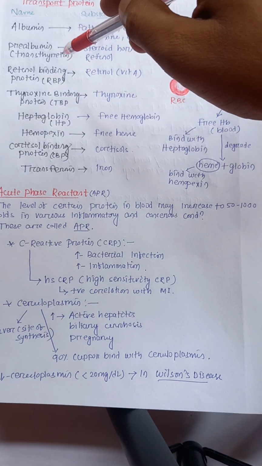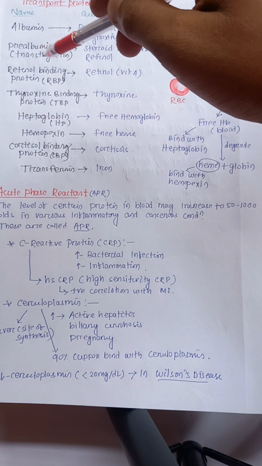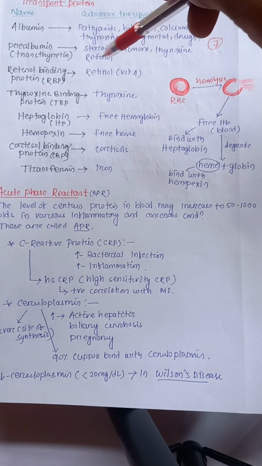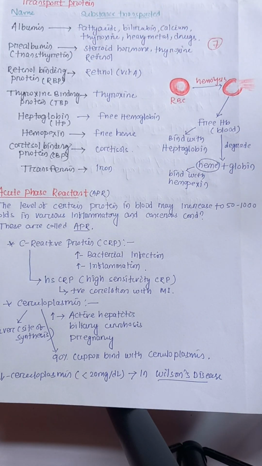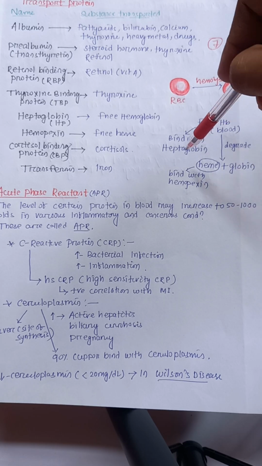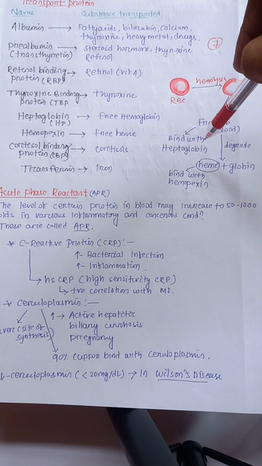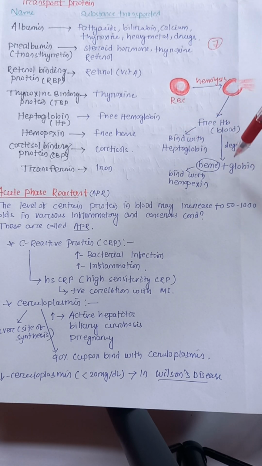Then there are steroid hormone and thyroxine carriers, and retinol binds to retinol binding protein, thyroxine binds to thyroxine binding protein, and haptoglobin and hemopexin. Two concepts. If the RBC is intact, there is nothing, but if there is hemolysis, there will be release of hemoglobin. Free hemoglobin binds to haptoglobin. Also this free hemoglobin degrades into heme and globin, where the heme binds with hemopexin.